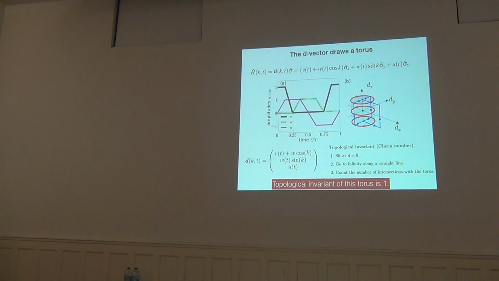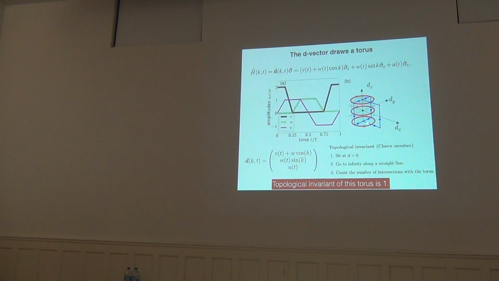Another way to phrase the same thing is this recipe. If you are interested in the topological invariant, then let's sit at d equals 0. Let's sit at the origin. Let's go to infinity from the origin along some straight line, for example, upwards, and count the number of intersections with the torus. So I start here, I go up, I just intersect with the torus here, go down, go out. So that's 1. Again, if my origin is inside the torus, then that's 1. If it's outside, then it's 0. That would be my first naive argument.